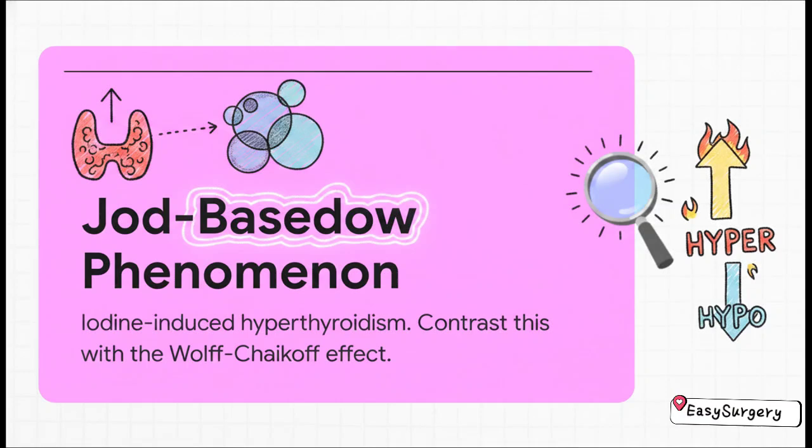Okay, looking at the hyperthyroid side, here's a classic exam favorite for you, the Jod-Basedow phenomenon. This is a critical one to remember when you're dealing with iodine. If you give a patient iodine and it actually induces hyperthyroidism, boom, that's Jod-Basedow. You've got to always contrast this in your head with the Wolff-Chaikoff effect, which is the exact opposite, iodine-induced hypothyroidism. Examiners absolutely love to see if they can trip you up on this, so keep them straight.